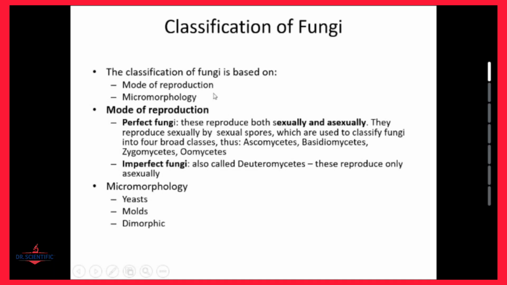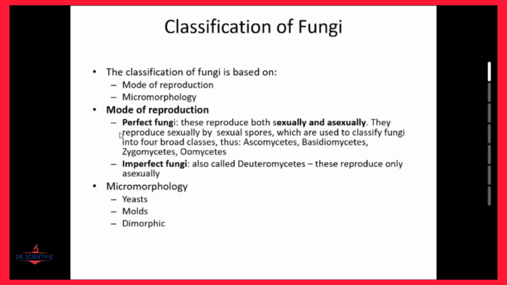So when you talk of classification of fungi, it is based on mode of reproduction and micromorphology, which we talked about. Under reproduction, you have what we call the perfect fungi. These perfect fungi reproduce both sexually and asexually. And of course, we talked about sexual spores and asexual conidia. Based on the sexual spores, fungi are classified into four categories based on sexual reproduction.